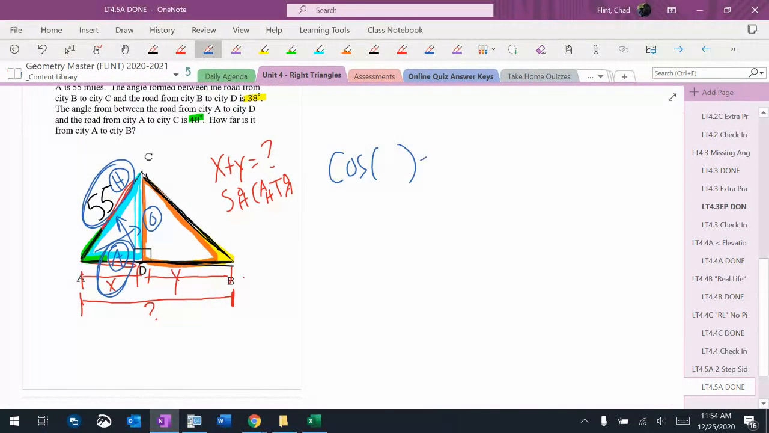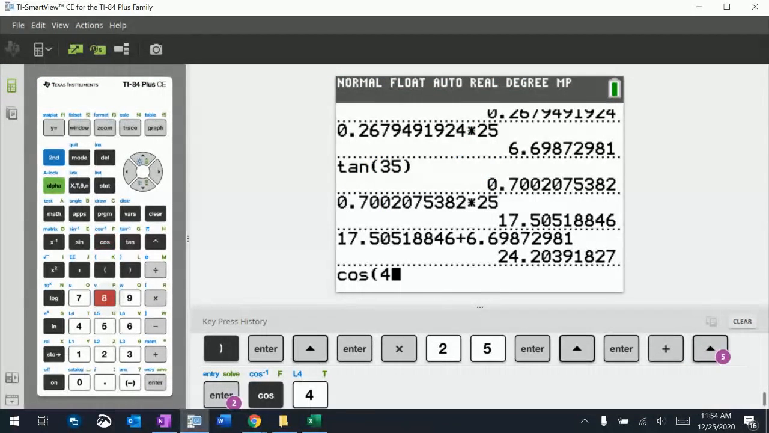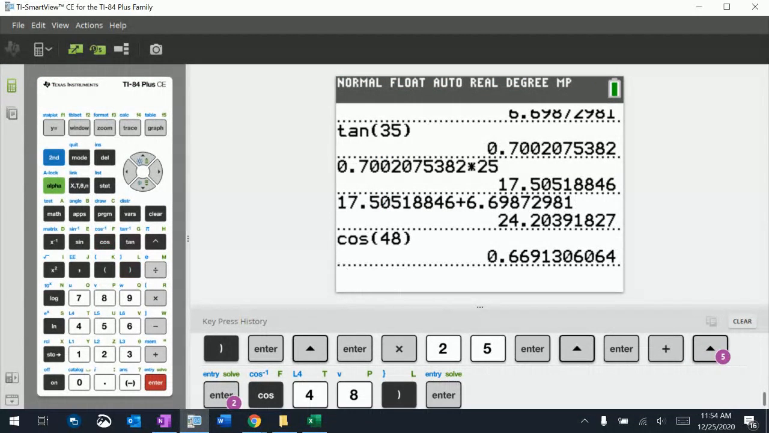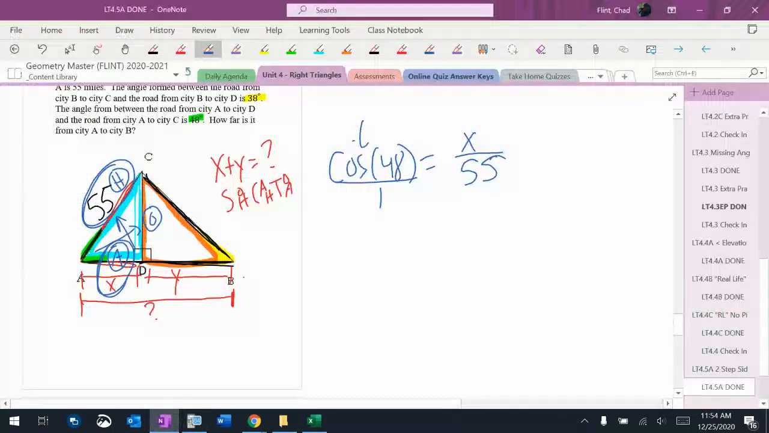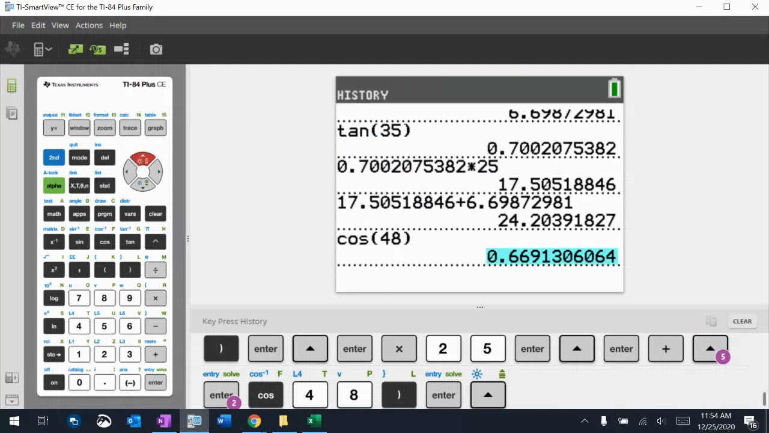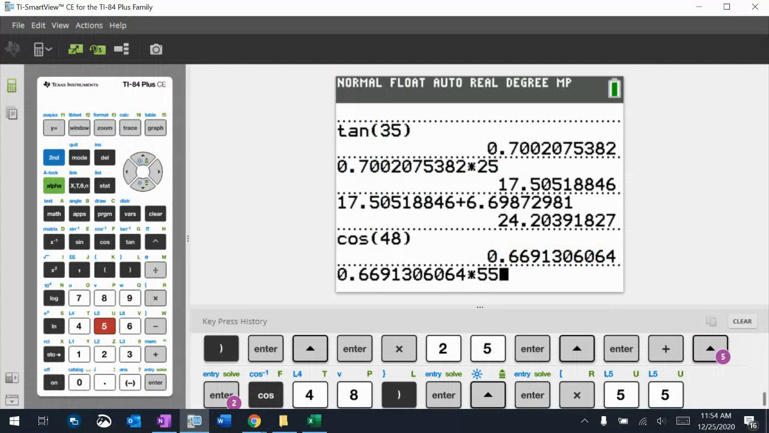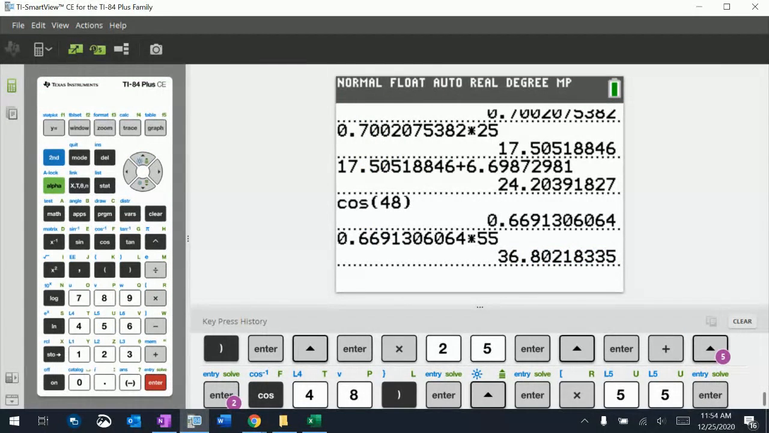So cosine equals adjacent over hypotenuse. The hypotenuse is 55, the angle is 48, and I don't know the adjacent. I put the cosine of 48, 0.669, over 1 and cross multiply, and I get X equals 36.802.